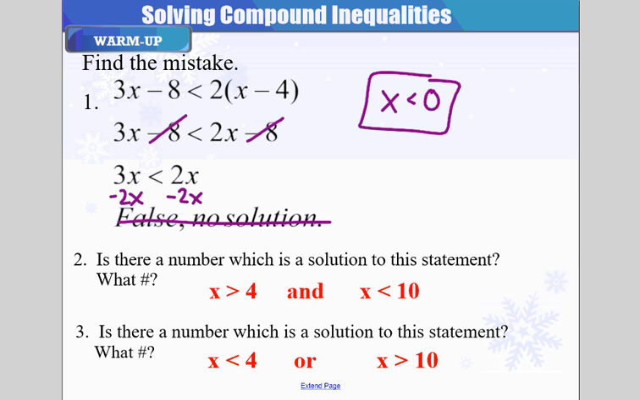So question number 2, is there a number that is bigger than 4 and less than 10? Yeah, there's a lot of them. You could do 5, you could do 6, you could do 9, you could do 4.1. Any number in between 4 and 10 would work.